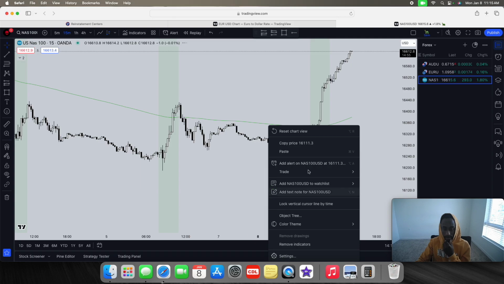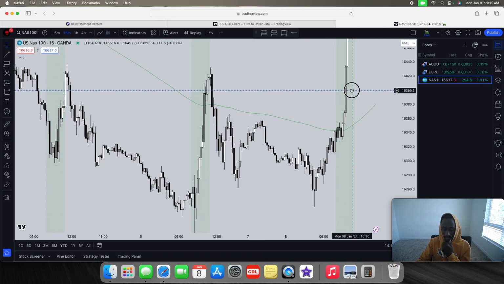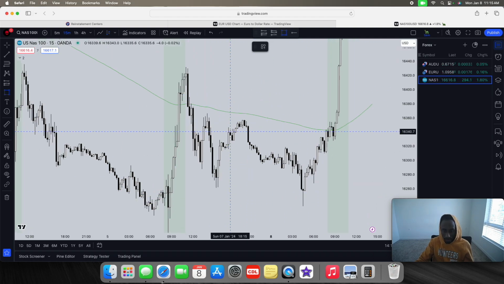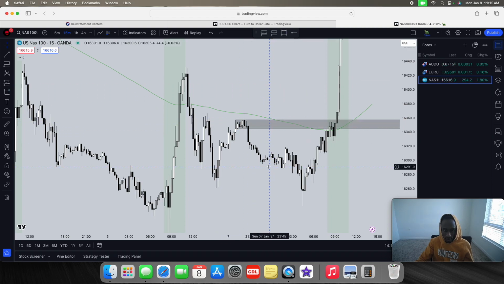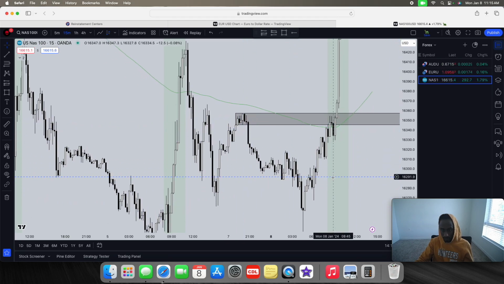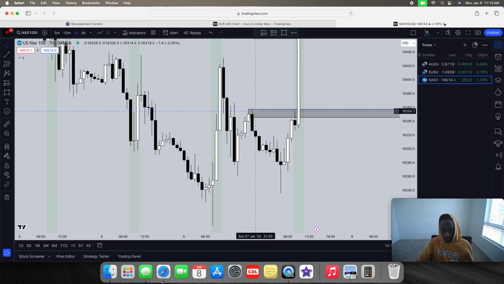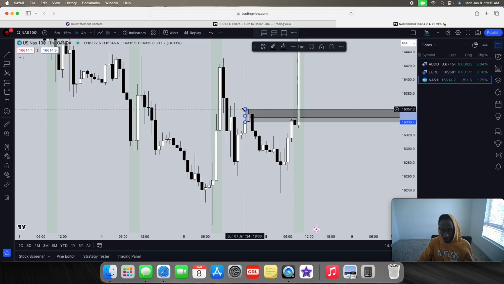So I go on the 15-minute, right, and I draw up a recent supply zone within this gray area. This was the recent one, because aggressive selling left the gap, right? I went to the 1 hour: aggressive selling, breaking all this structure, left the gap. Cool. This is what I was looking for.